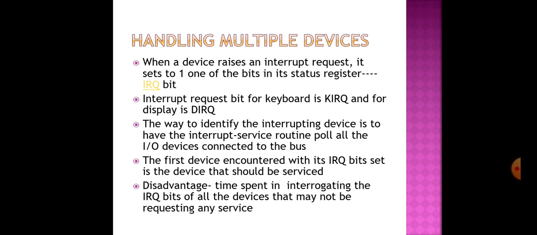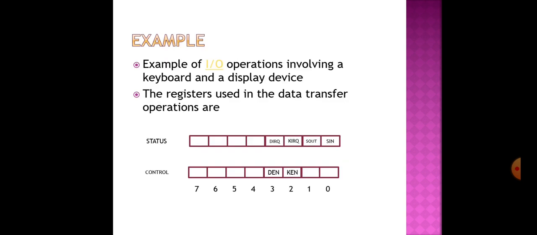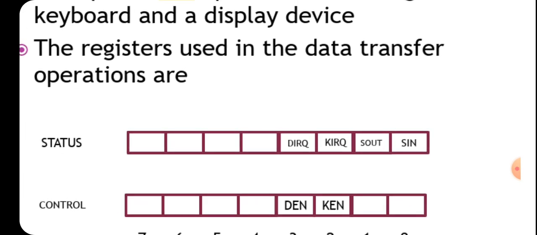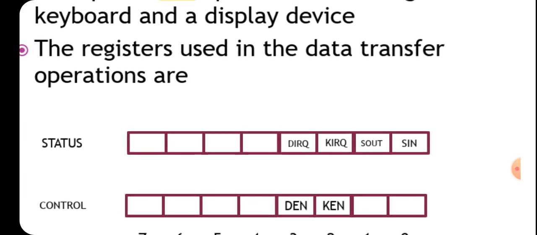In the status register, I have mentioned 4 important flags: SIN, SOUT, KIRQ and DIRQ. SIN and SOUT we have discussed in that lecture, and the flags relevant to interrupt request are KIRQ and DIRQ.